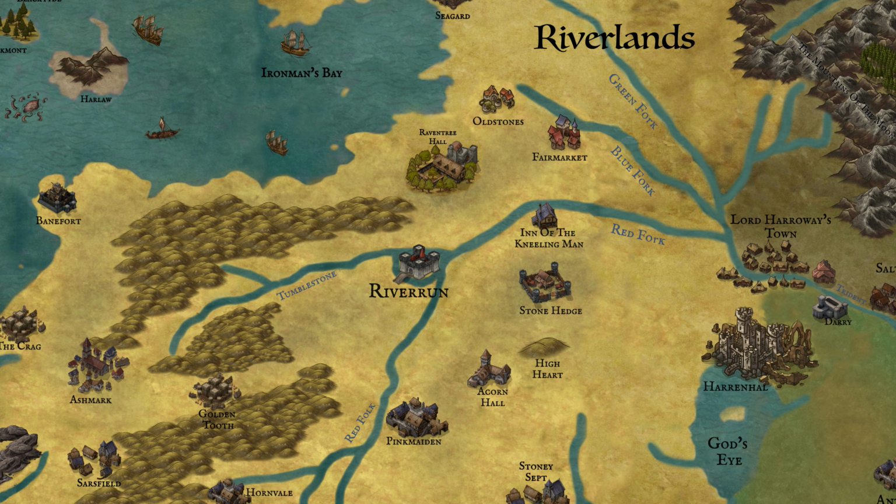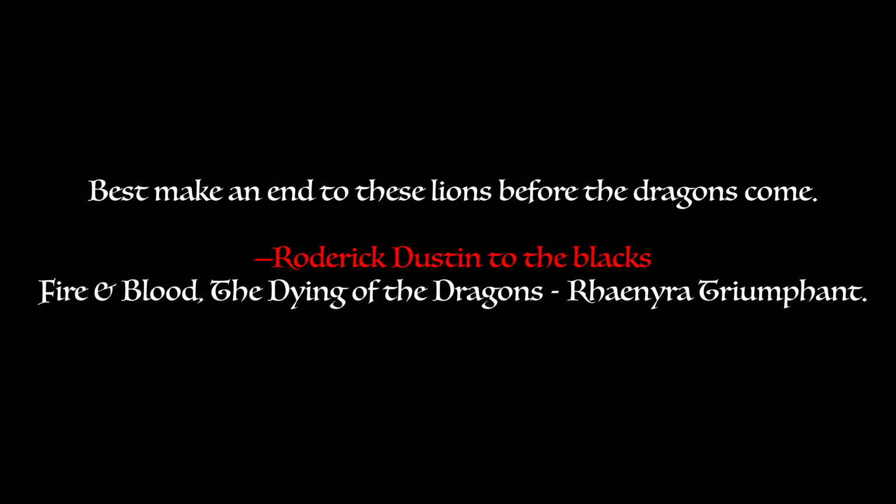It was imperative the forces loyal to the Blacks stop the Westermen before they could join with their allies and create one large army with the mighty Vhagar at its back. Best make an end of these lions before the dragons come.